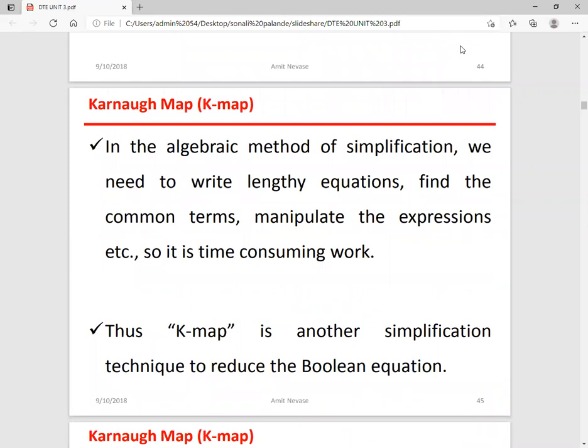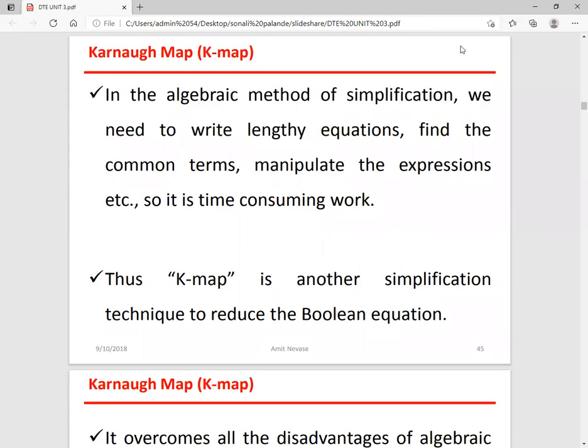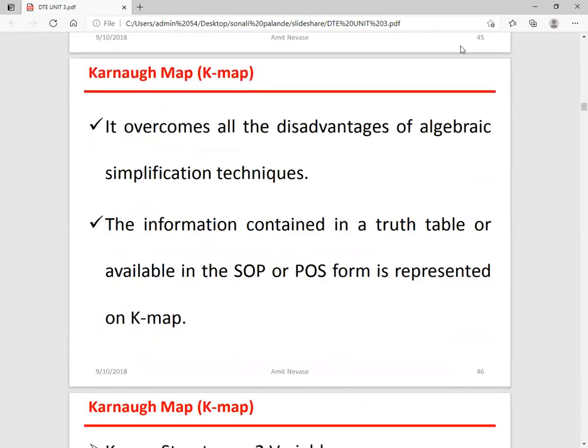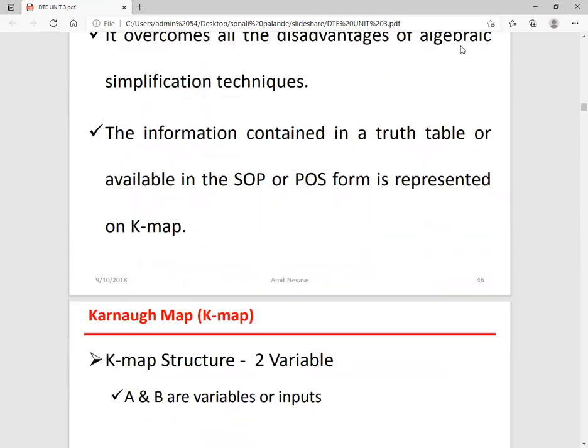Karnaugh's map, that is Kmap. In the algebraic method of simplification, we need to write lengthy equations, find the common terms, manipulate the expressions, etc. So it is time-consuming work. Thus, Kmap is another simplification technique to reduce the Boolean equation. It overcomes all the disadvantages of the algebraic simplification technique. The information contained in a truth table or available in the SOP or POS form is represented on the Kmap.